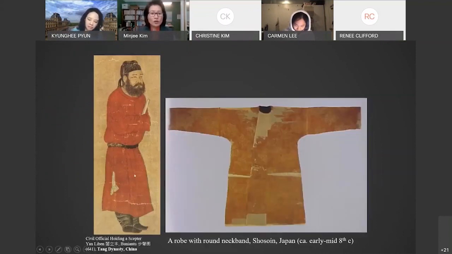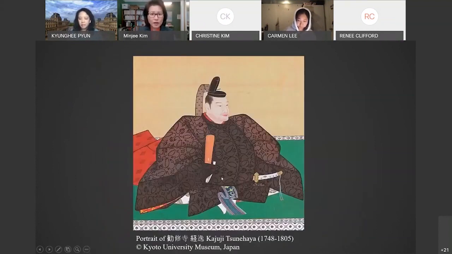And also, this was transmitted to Japan. So this one is stored in the Japanese repository, temple repository called Shoso-in. So you can tell at this time how real garments of this court uniform looks like. And then Japanese court uniform is developed into their own style, extraordinarily stiff.